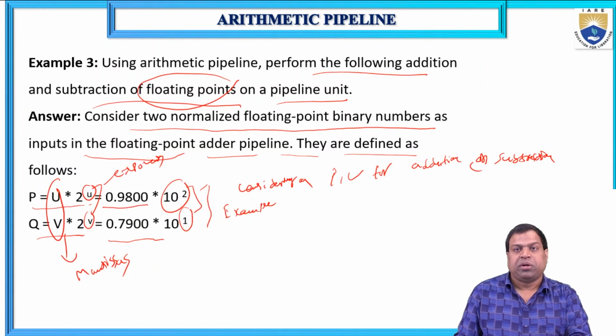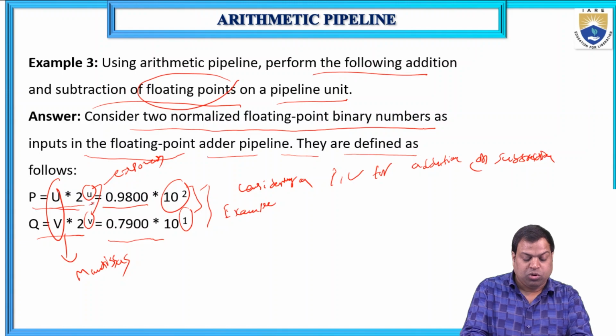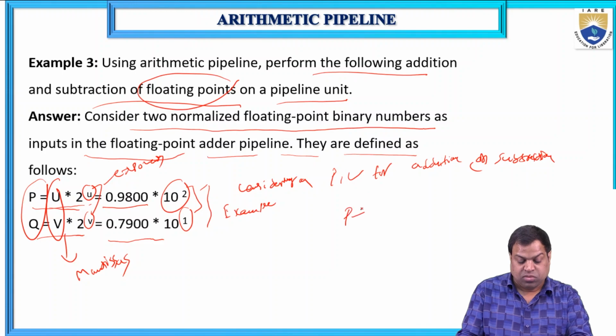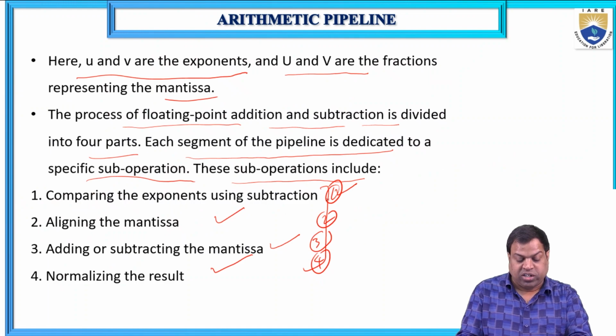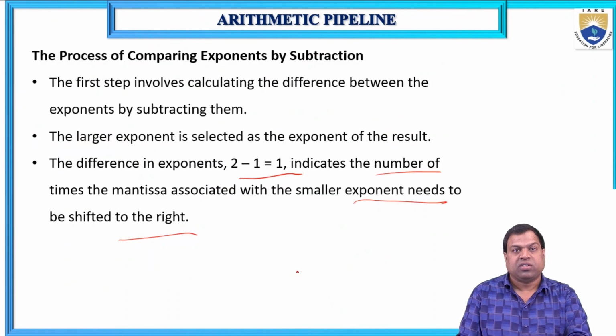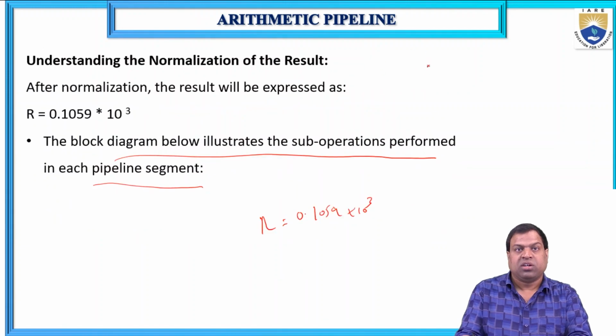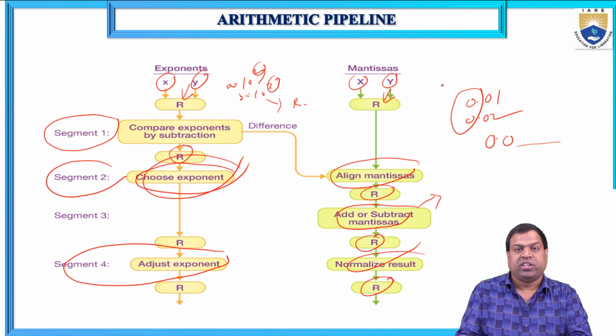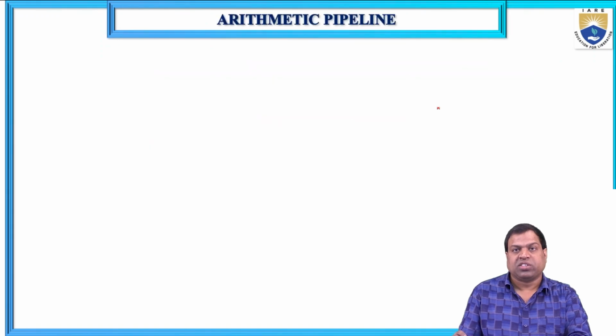Example 3, using arithmetic pipeline to perform the following addition and subtraction of floating point using the pipeline method. Here I am taking one example of our own. P equal to U into 2 per U, Q equal to V into 2 per V, P plus Q I am taking as OR. What are the conditions? Comparing, aligning, and adding or subtracting mantissa, normalize the result. So the process of comparing the exponents by subtraction, understanding the normalize of the result, and it is a flow chart. These are the references for this topic.